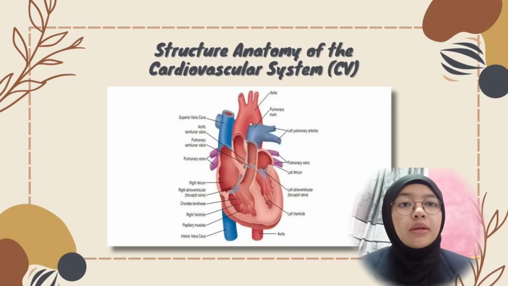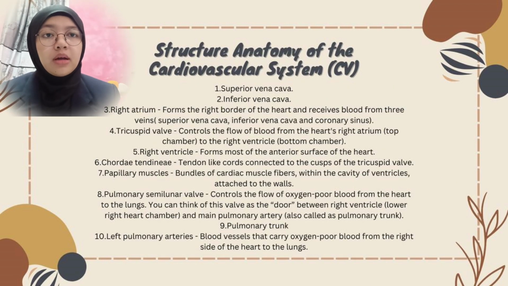Structure anatomy of the cardiovascular system. As we can see from the picture, number 1 is superior vena cava, number 2 is inferior vena cava, number 3 is right atrium. The right atrium forms the right border of the heart and receives blood from 3 veins: superior vena cava, inferior vena cava, and coronary sinus. Number 4 is tricuspid valve.